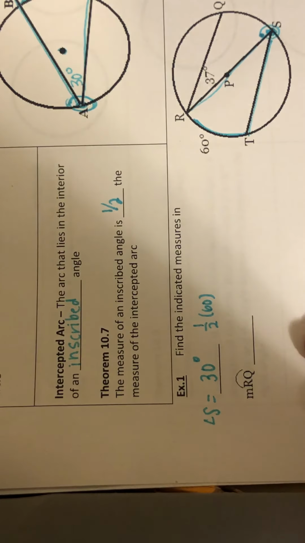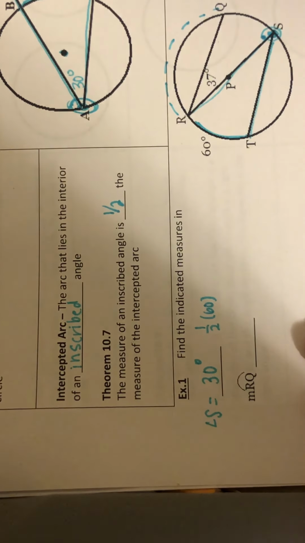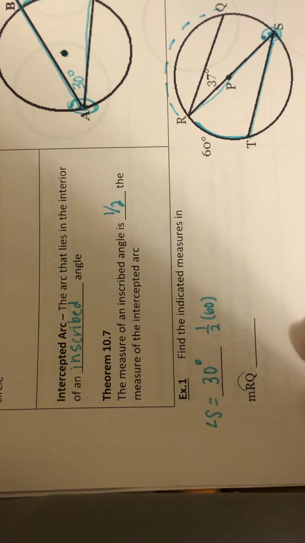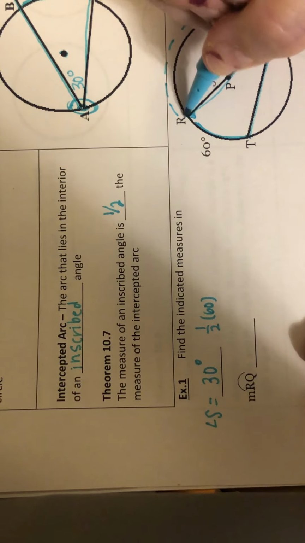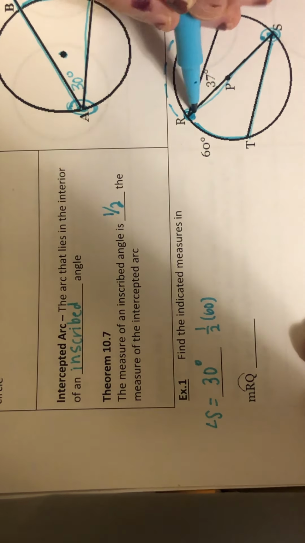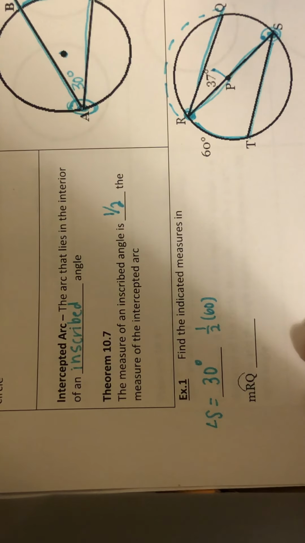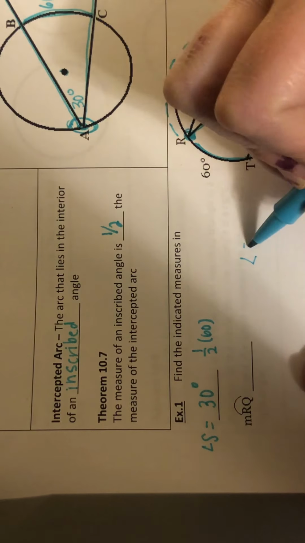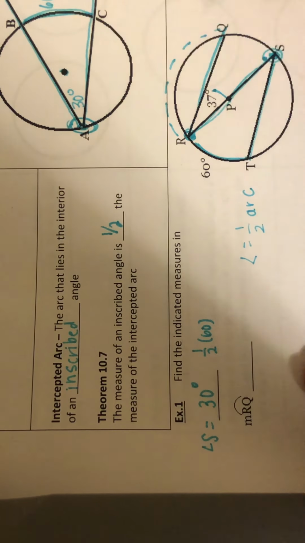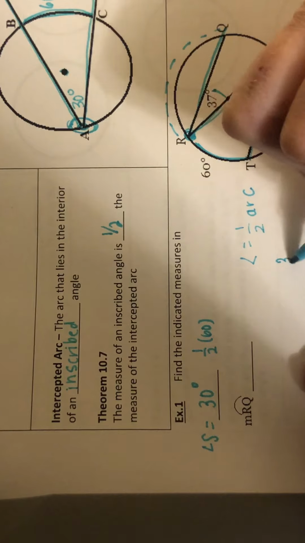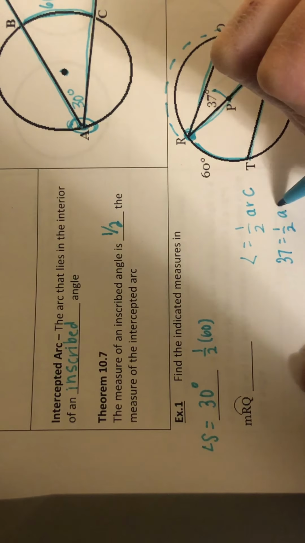Okay? On the other side, they want you to find the measure of arc RQ. So from here to here. All right, so this part is just a tiny bit tricky because this angle, if I follow it out, so here's an angle right here. If I follow it out, I know this angle measure is 37. So I know that I can find this arc right here. So if the angle is half the arc and my angle is 37 degrees, right? How am I going to find my arc?